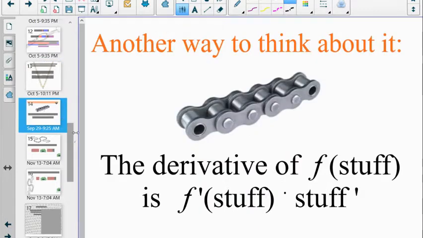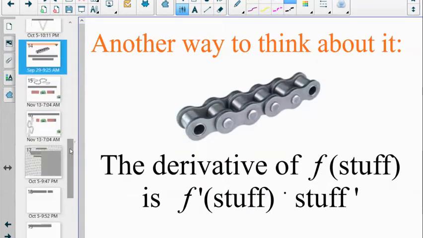Here's honestly how most of you are going to remember chain rule. The derivative of f of stuff is f prime of stuff times the derivative of the stuff. And I know this is high-level mathematical terminology that I'm using, but this is honestly how most of you are going to think of this. The derivative of f of x squared is f prime of x squared times 2x, the derivative of the stuff inside.